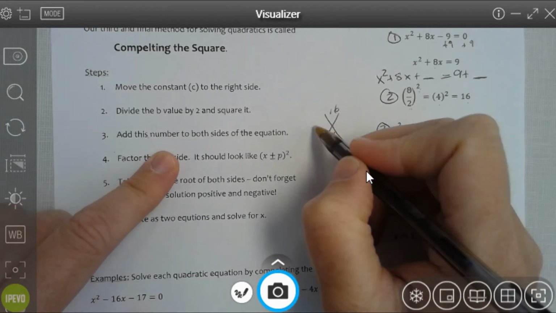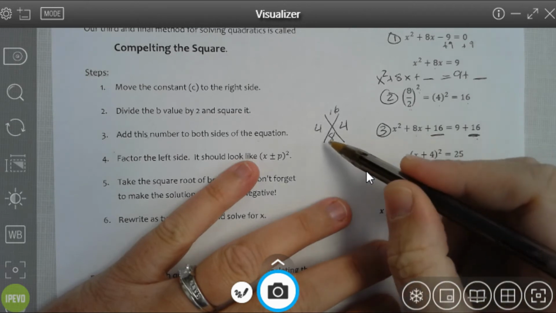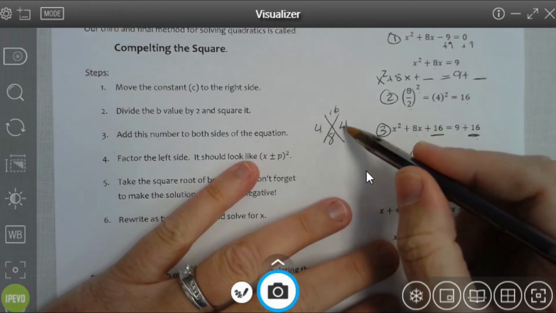And every single time, it should be the same number. And the number is half of your b. So half of this number is always the number that's going to fit in these two spots.